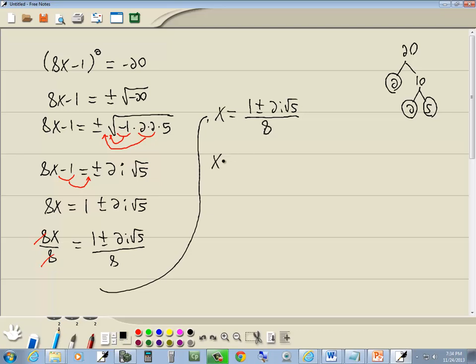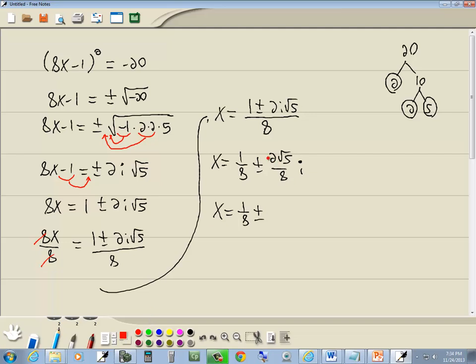Now normally we leave things as a single fraction, that's simplified form, but if you have an imaginary portion, where an i comes out, that's when you want to split them apart. So I'll put the real part separate from the imaginary part. So we've got x = 1/8 ± 2√5/8 with an i to the side.